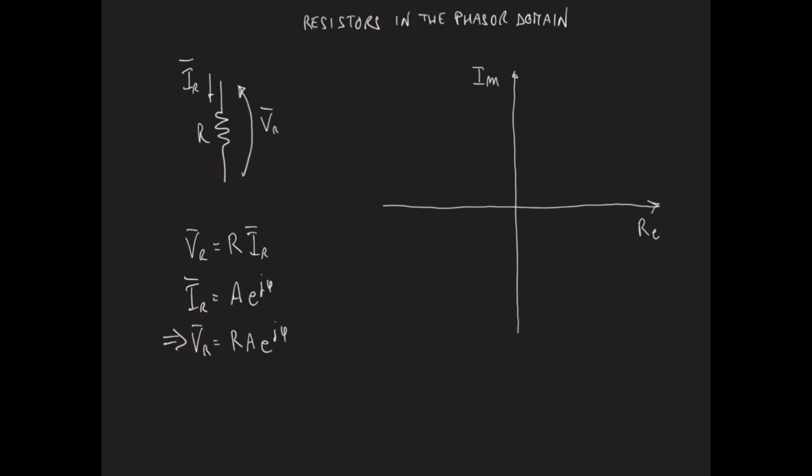Both the current and the voltage phasor can be represented in the complex plane. In particular, the current phasor will correspond to a vector with length A and phase phi. The voltage phasor will correspond instead to a vector with length RA and phase phi as for the current phasor. In general, in a resistor, the current and the voltage phasors have the same phase. For this reason, the current and voltage phasors in resistors are said to be in phase.